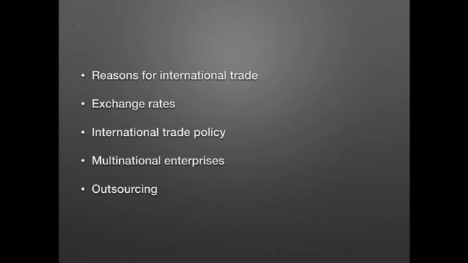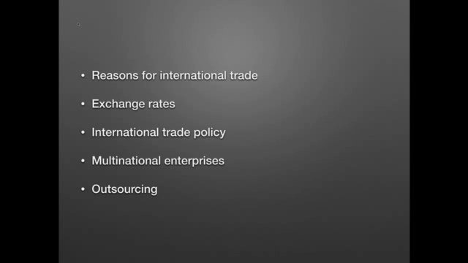Also, the chapter goes over international trade policy. Realize that governments oftentimes intervene when it comes to the movement of goods across borders of countries. The most important intervention is a tariff, or a tax on imports, and also quotas. So make sure you understand the difference between a tariff and a quota.